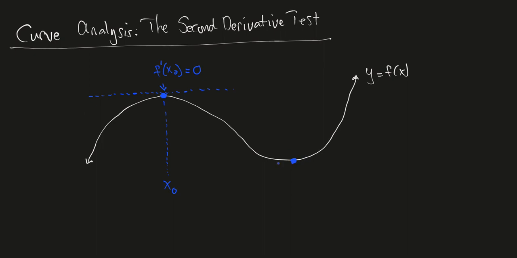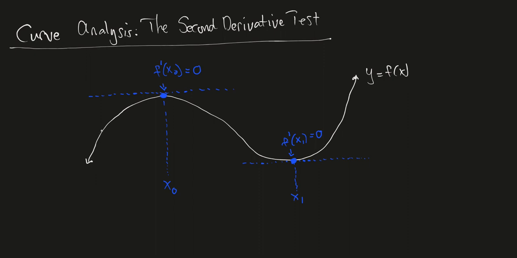I mean, that's part of our definition of a critical value. And similarly, at this point, whatever that x value is, let me just call it x1. Again, because the function has a horizontal tangent line at this point, if I take my derivative and plug in the x value that corresponds to that point, then I will get a value of 0, right? So that's nothing new, because that's a part of our definition of a critical value. But what's new is this observation.